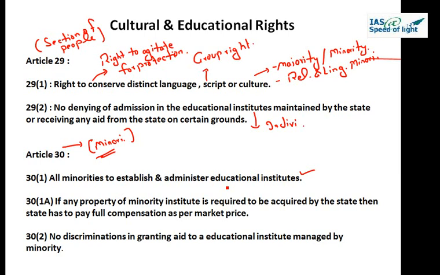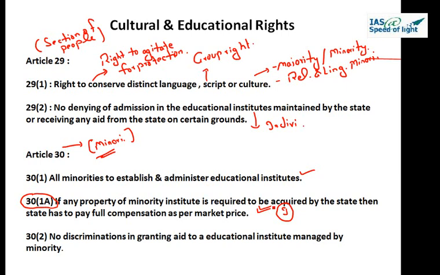So we have seen right to property under Article 19, and Article 31 has been removed by the 44th Constitution Amendment Act. But here, for the minority institutions, if the state has to acquire the property of minority institutions, they are required to pay full compensation as per market price. So this is a very important article which still gives right to property or right against deprivation of property to the minority educational institutions. This has to be remembered.